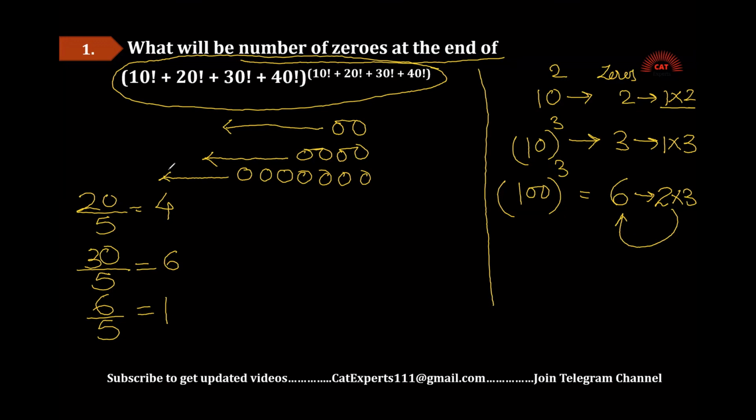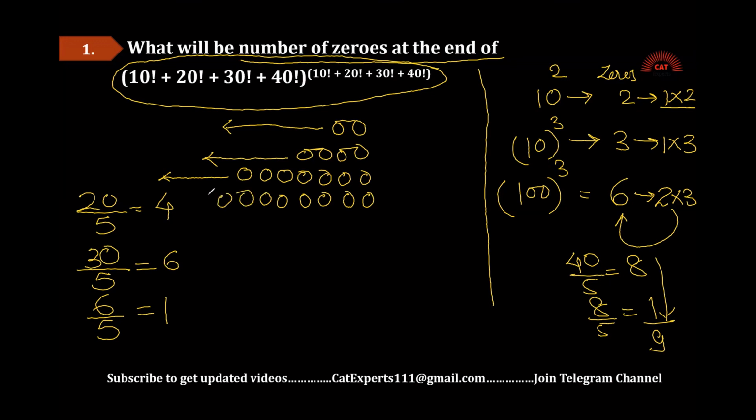Last, let's find out the total number of zeros at the end of 40 factorial. I will do it over here. 40 by 5, 8. 8 by 5 is going to be 1. That is 9. 8 plus 1, 9. So let me write 9 zeros in 40 factorial: 1, 2, 3, 4, 5, 6, 7, 8, 9, and the rest of the digits on its left.